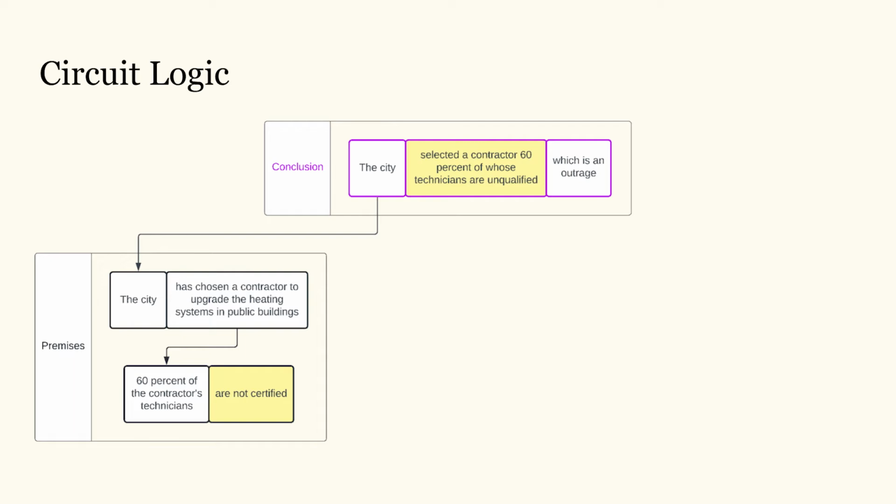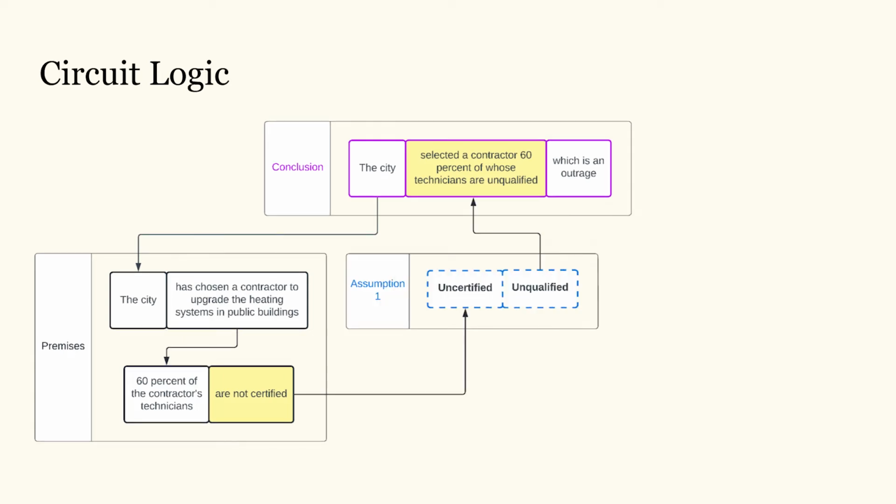Once you've connected all the premises to the circuit, the final step is to fill the conceptual gaps. In this argument, there's a conceptual gap between these two predicates. We can fill that gap by diagramming an assumption connecting the two concepts. Here, the first assumption connects uncertified technicians to unqualified technicians.